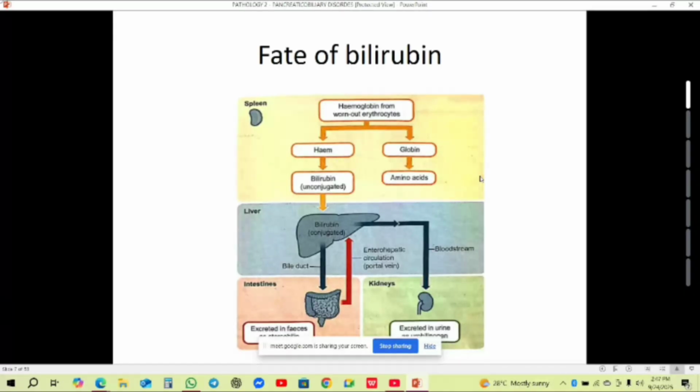I'm sure you've probably looked at this in physiology, or if not, you will be able to still look at it. It's important that you understand, because it will help you understand the signs and symptoms that you will see in liver disease.